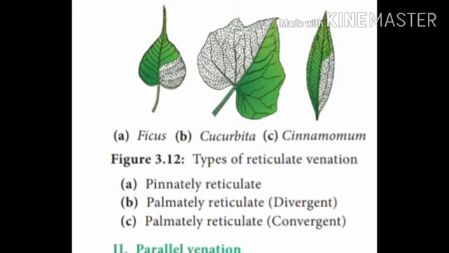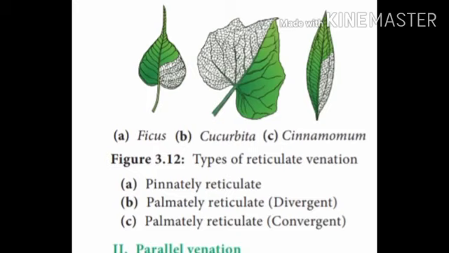Veins look like a network. In this network, you can see everything is spread out like a palm. Since they are spread out, we call it palmately. It is palmately divergent, palmately convergent. The second picture is divergent, spread out. The third picture is convergent, contracted. So these are the three types of reticulate venation.